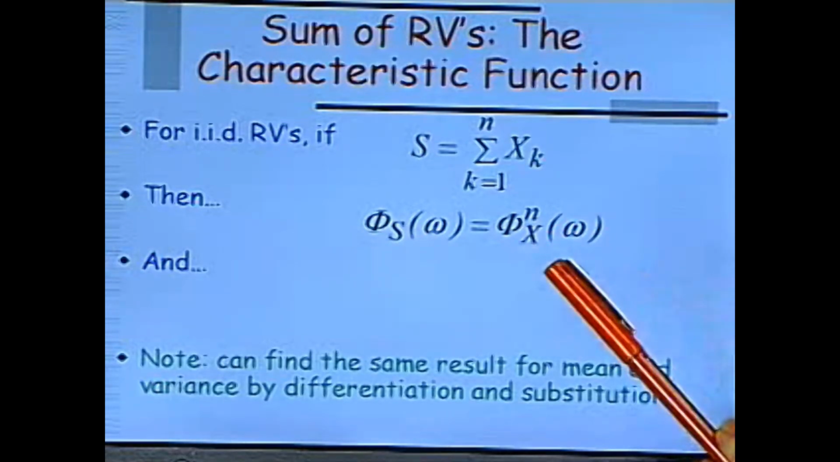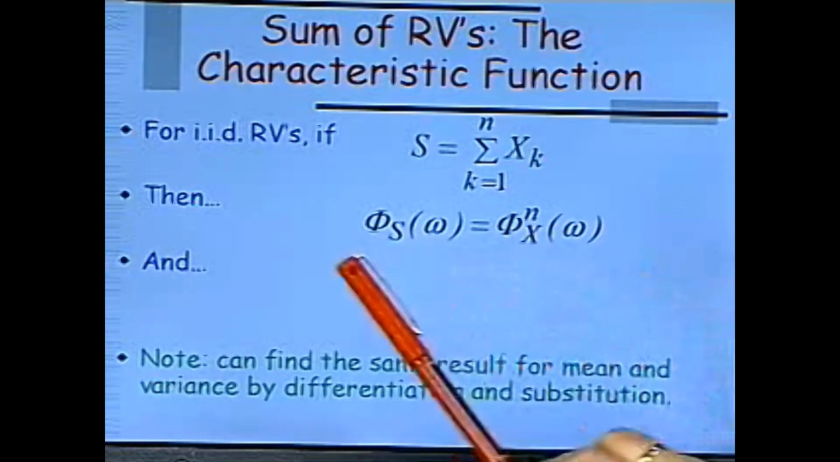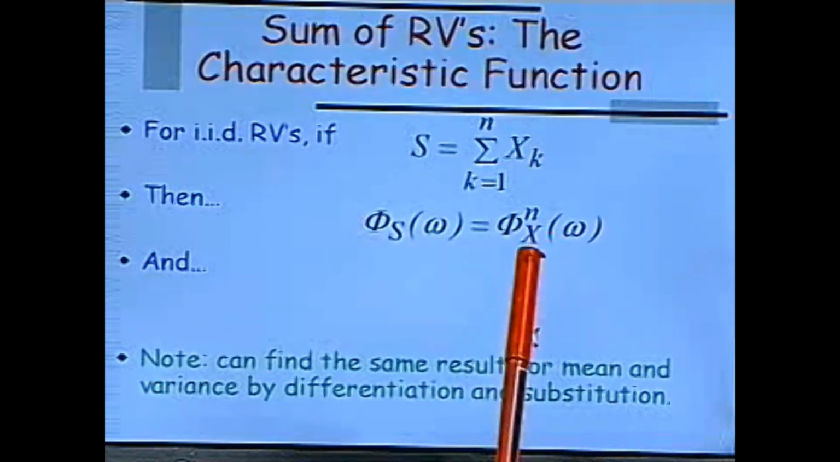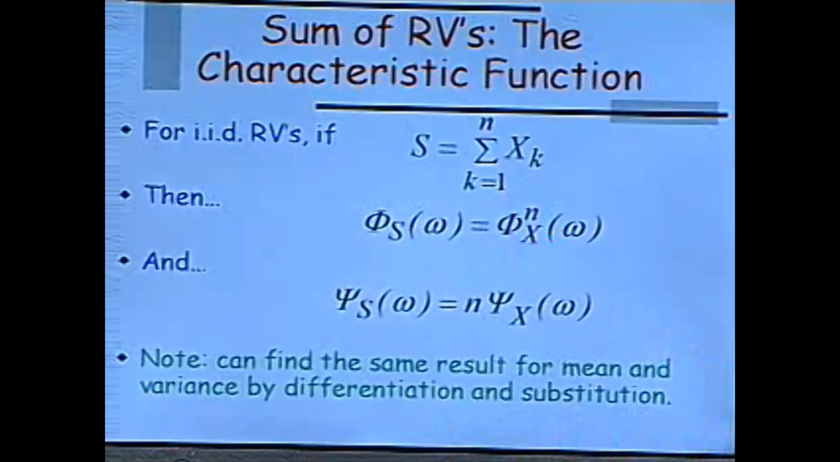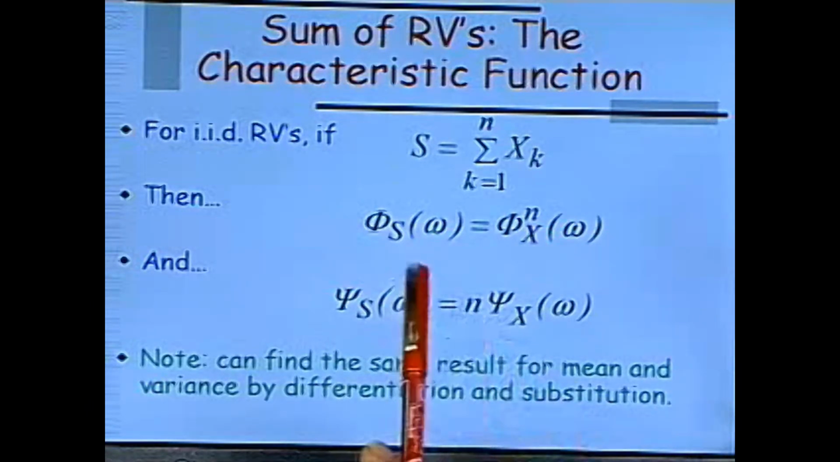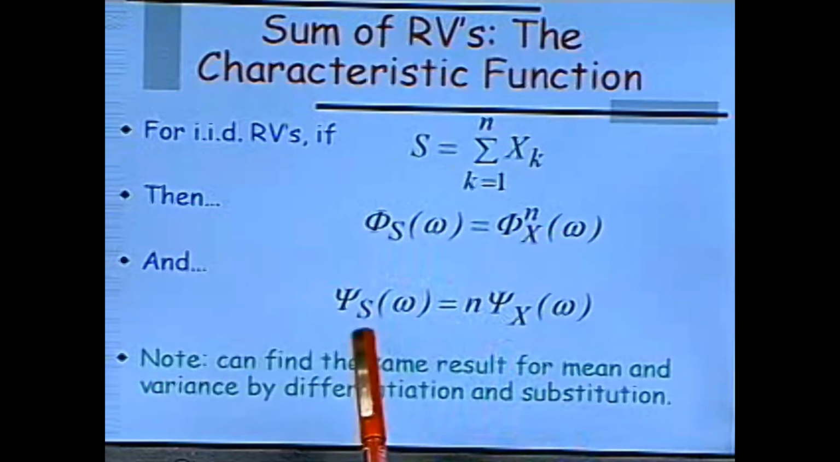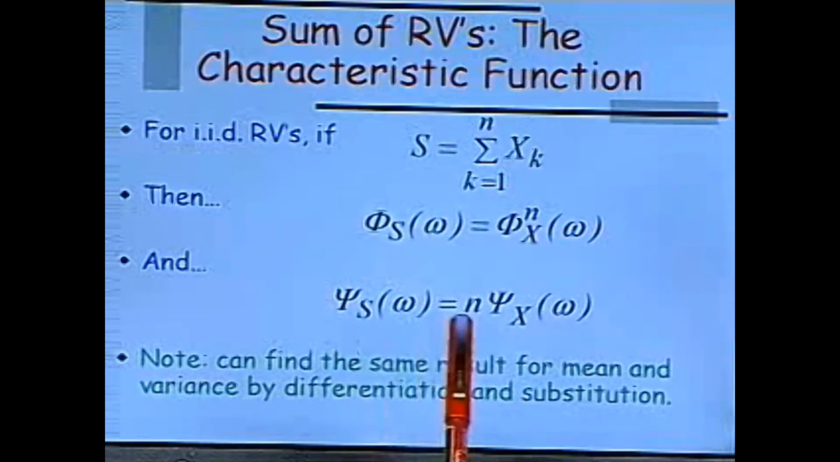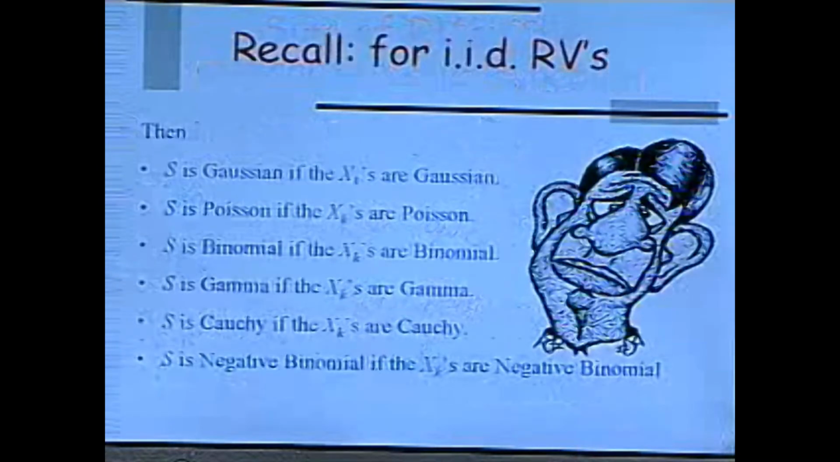Say, are you comfortable with this then? Okay. So the characteristic function is equal to the characteristic function of an individual component raised to the nth power. The other interesting thing, of course, is the second characteristic function is equal to n times the second characteristic function. Does this look familiar to you? Yeah? Okay.